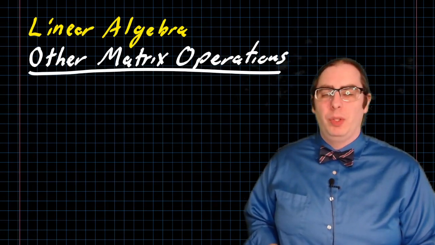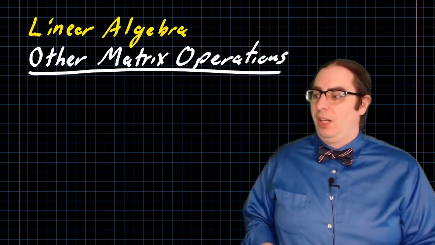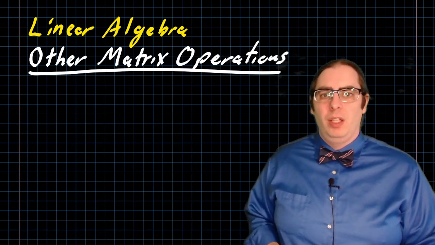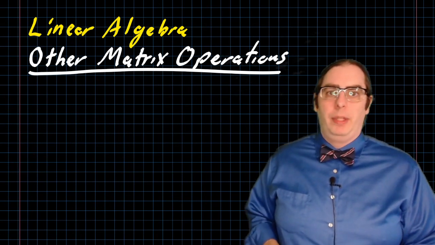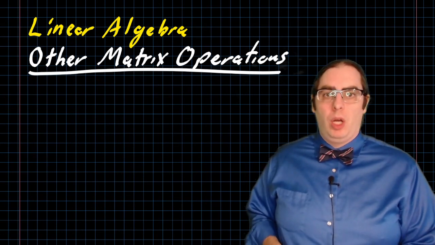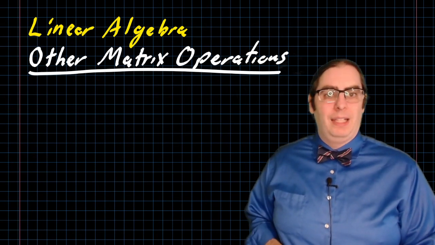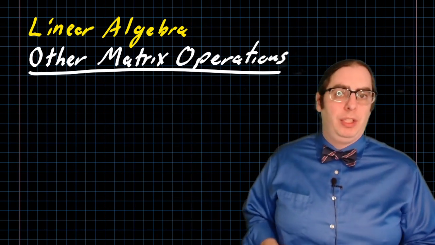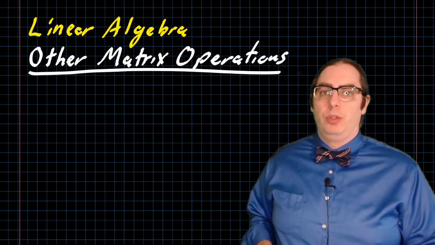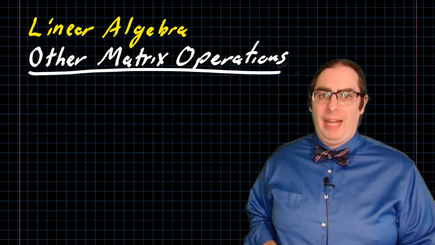In this video, we're going to go through some of the other matrix operations. Calling this other matrix operations is a bit overstated. We've talked about several matrix operations previously, right? Elementary row operations. We've talked about adding matrices, scalar multiplication, and matrix multiplication. In this video, I'm going to introduce two other operations, the transpose and the power.